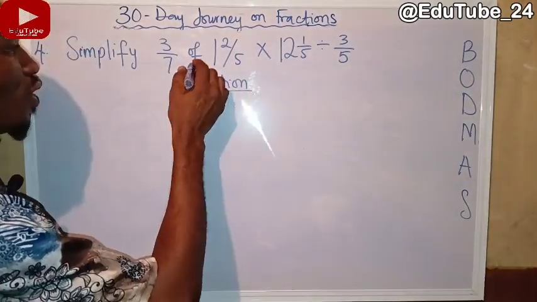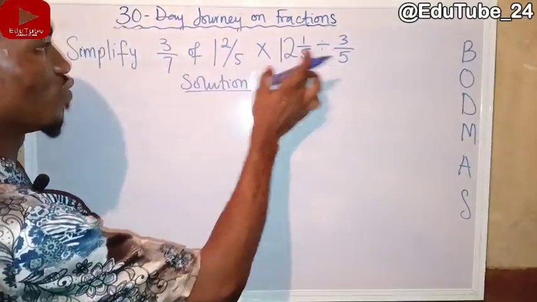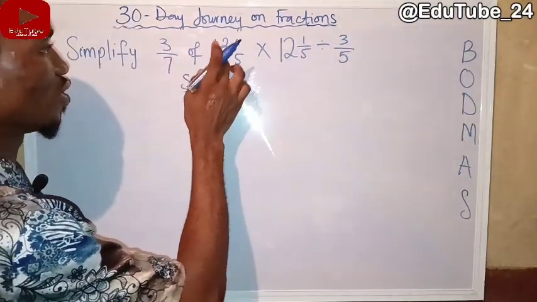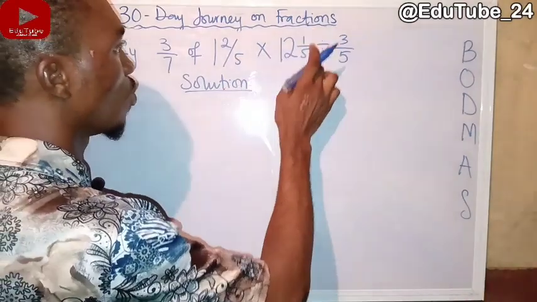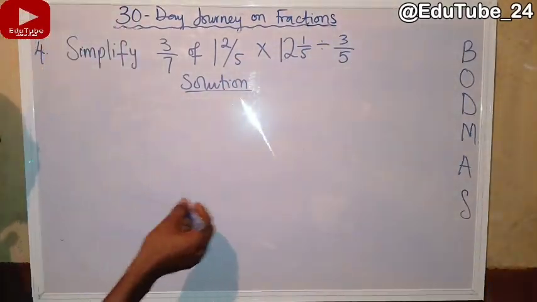So we have of as an operator, we have times as an operator, we have divide as an operator. So we have 3 operators and then we have 3/7, 1 whole number 2/5, 12 whole number 1/5, and 3/5 as their operands or elements. So now, which one do we start with?